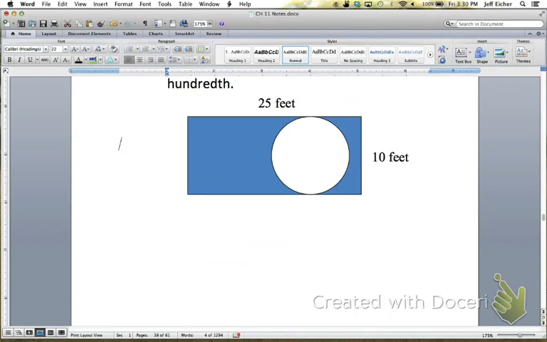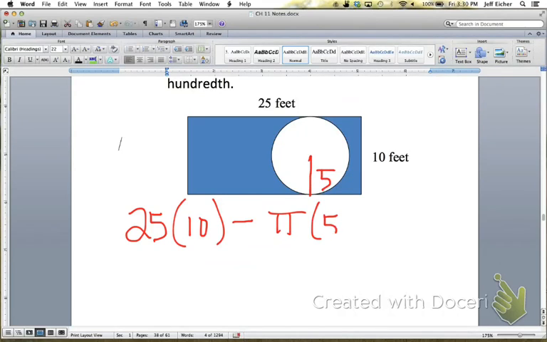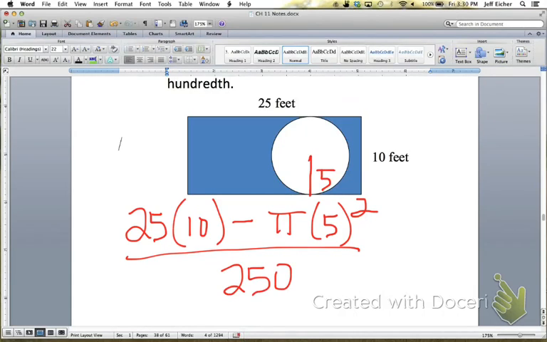So that's going to look something like this. Area of the rectangle is 25 times 10 minus the area of the circle. Notice the circle has radius 5. Pi r squared, r is 5, divided by, and this is where the probability comes in, the whole region, 25 times 10, which is 250. And the answer you should get, if I remember from class, is right around 0.686 probability. There are no units on probability. It's a 68.6% chance that you will pick a random point in the rectangle that hits the blue region.